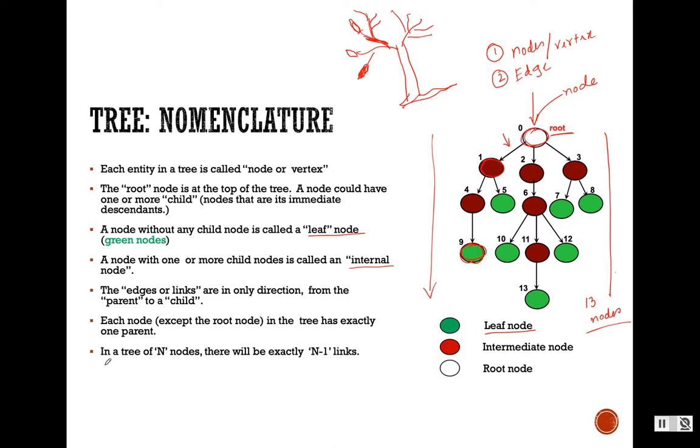So in a tree, if you have n nodes, there are going to be exactly n minus 1 links. So you can count the number of edges here. We have here 13 nodes, and the number of edges or number of links is 12.